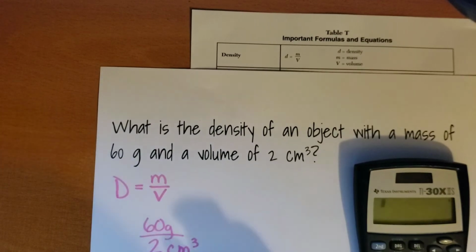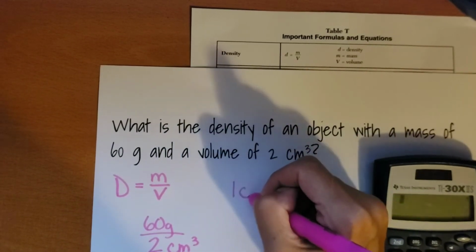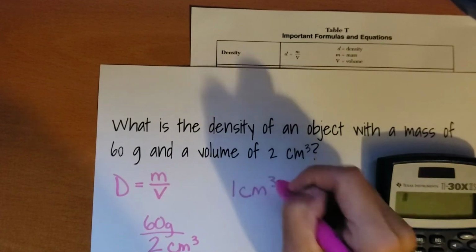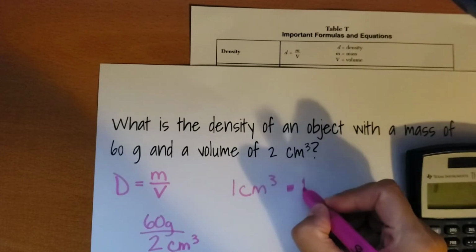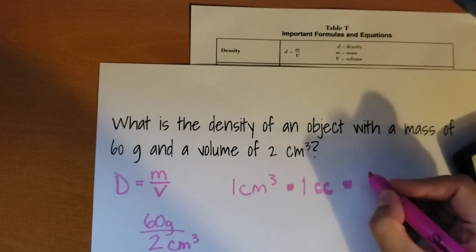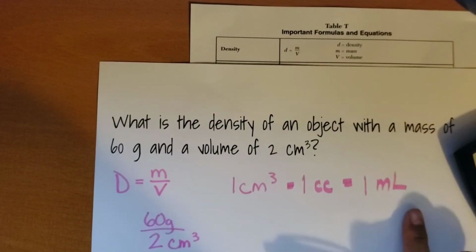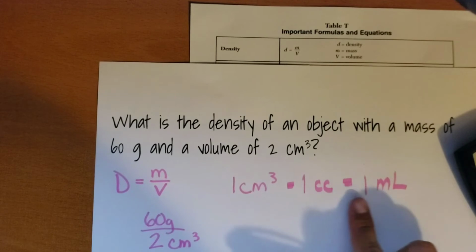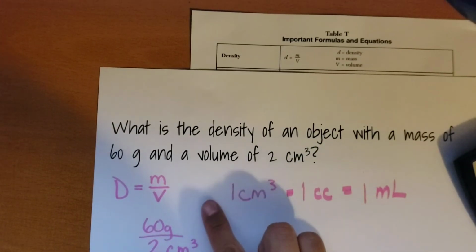By the way, 1 cubic centimeter, which in the medical field is called a cc, is the same as 1 milliliter. These are all the same value. So we can see the volume in any of these units for calculating density.